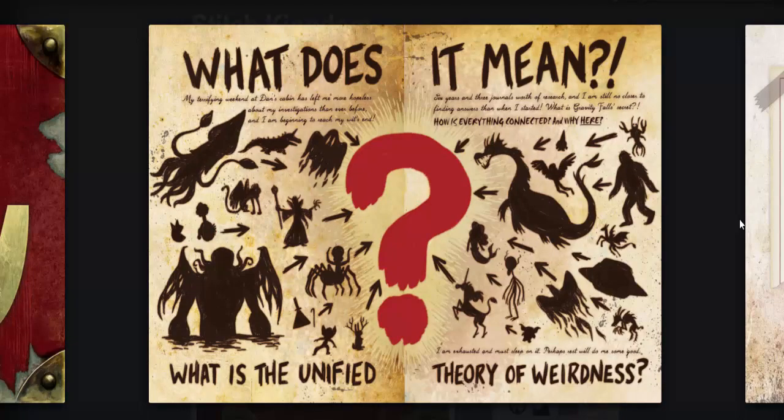What does it mean? My terrifying weekend at Dan's cabin has left me more hopeless about my investigations than ever before, and I am beginning to reach my wit's end. 6 years and 3 journals worth of research, and I'm still no closer to finding answers than when I started. What is Gravity Falls' secret? How is everything connected? And why here? What is the unified theory of weirdness? And at the bottom it says, I am exhausted and must sleep on it. Perhaps rest will do me some good.